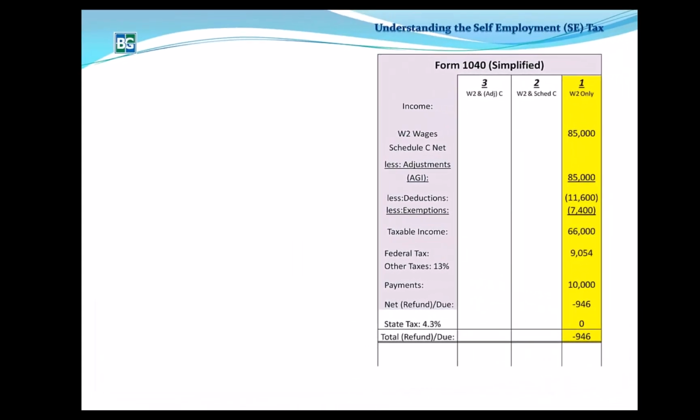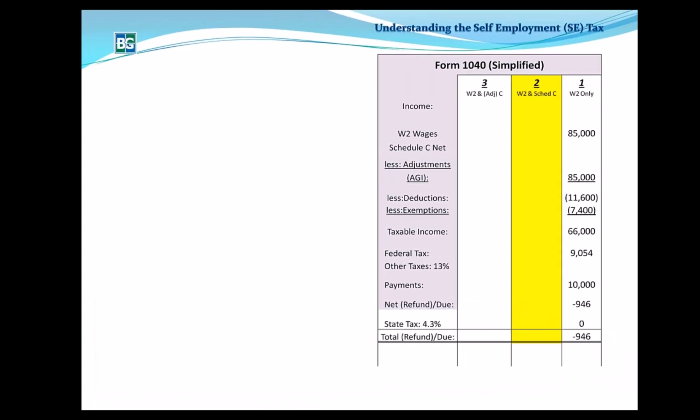In scenario 1, we have a husband and wife unit filing jointly using the standard deduction. One spouse has W-2 wages of $85,000. With no adjustments, less the deductions and exemptions, the taxable income has arrived at $66,000. With the federal tax over $9,000 and withholding of $10,000, the bottom line is a refund of $946.